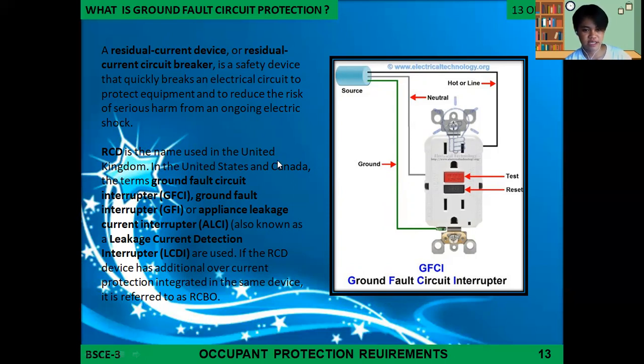RCD is the name used in the United Kingdom. In the United States and Canada, the terms ground fault circuit interrupter or GFCI, ground fault interrupter or GFI, appliance leakage current interrupter or ALCI, also known as the leakage current detection interrupter or LCDI, are used. If the RCD device has additional overcurrent protection integrated in the same device, it is referred to as RCBO.